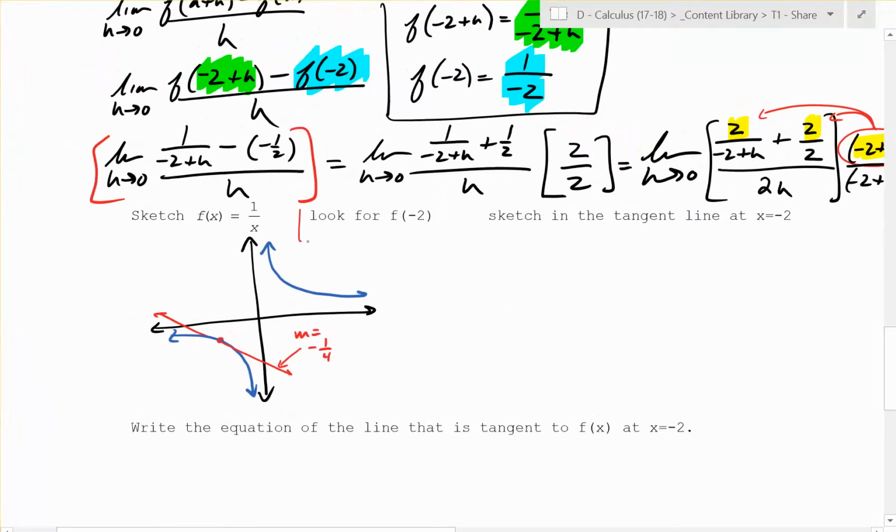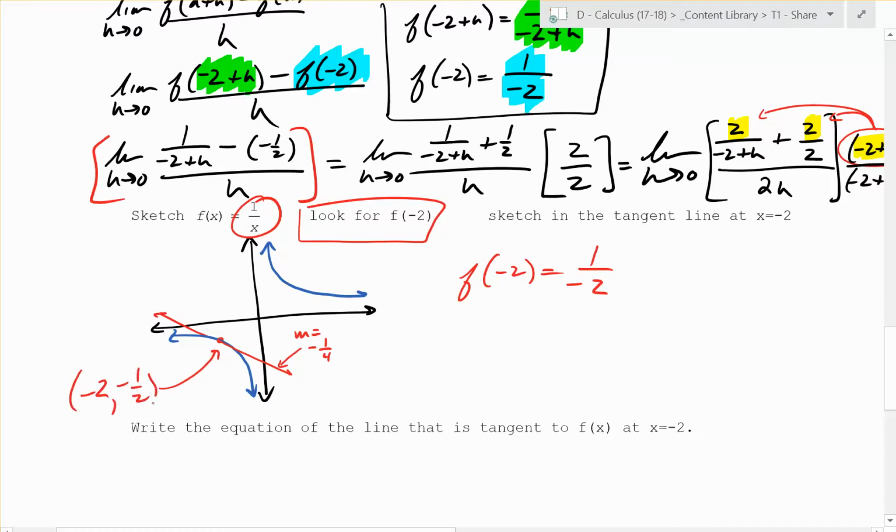Well, what is f of negative 2? Meaning when you plug in negative 2 into the function, what is that? So f of negative 2 is 1 over this. So this point right there is actually negative 2 comma negative 1/2. So that's the point. And what's the instantaneous rate of change right there? It is negative 1/4. There's the slope and there's a point.